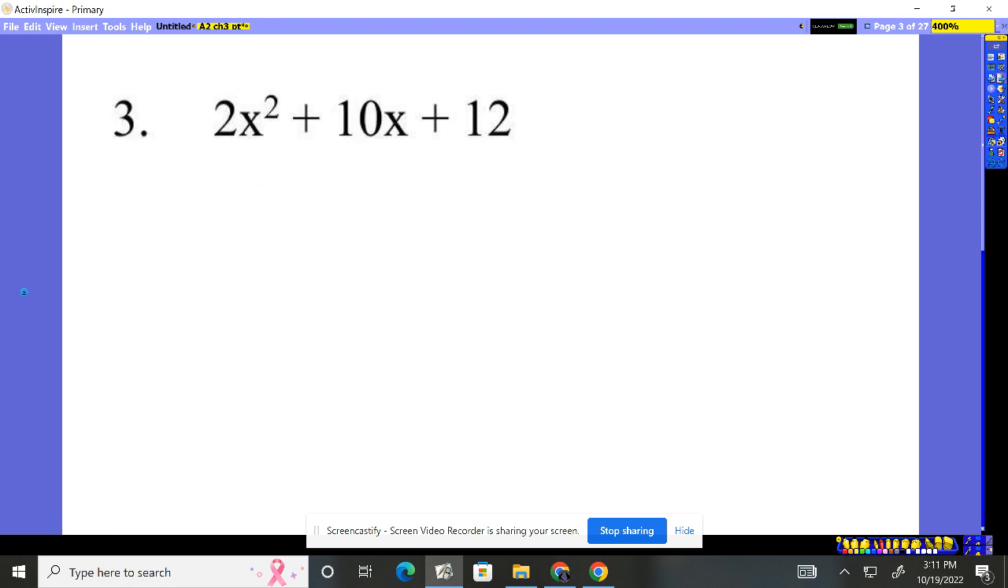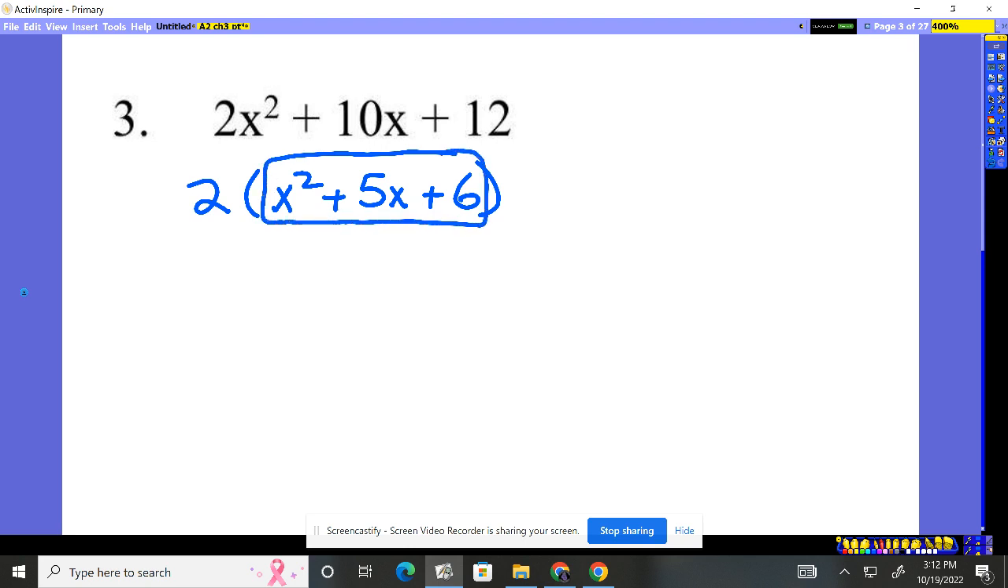Number 3, there's a number in front. The a value is a 2. What do you do? You factor it out. You factor out the GCF for the problems you and I are doing. So we factor out a 2. That leaves behind an x squared plus 2 times 5 would give me the 10x, and 2 times a 6 would give me the 12. Now I just need to focus on factoring this.